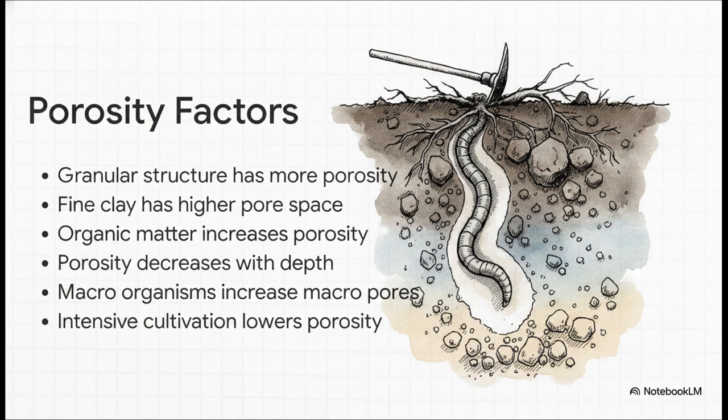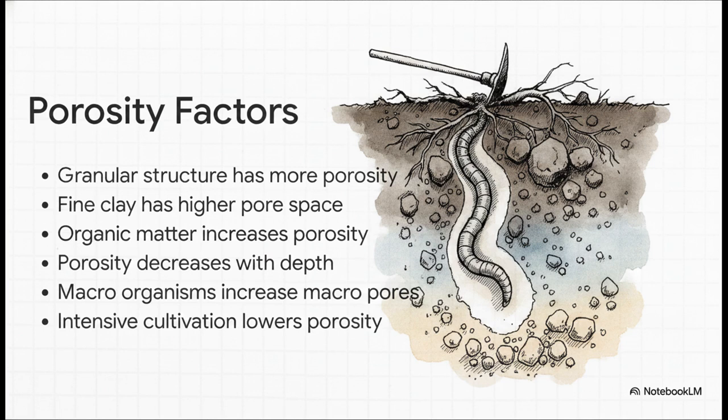Just like bulk density, porosity is totally prone to change. Let's look at the factors at play here. Soil structure is a big one. Granular or crumb structure simply has more porosity than single-grain soils. Texture matters too. Sandy soil has a small total space, whereas clay has a higher total space and more micropores. Organic matter is fantastic because it facilitates more aggregation and porosity. On the flip side, depth decreases porosity due to subsoil compactness.